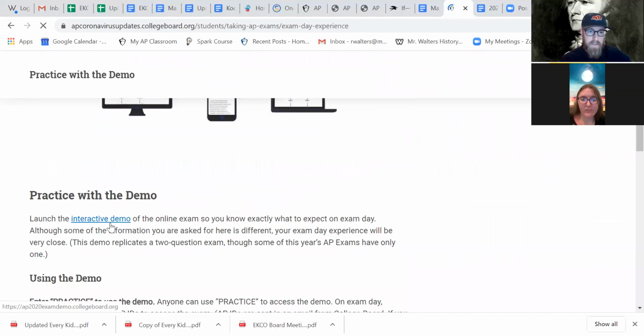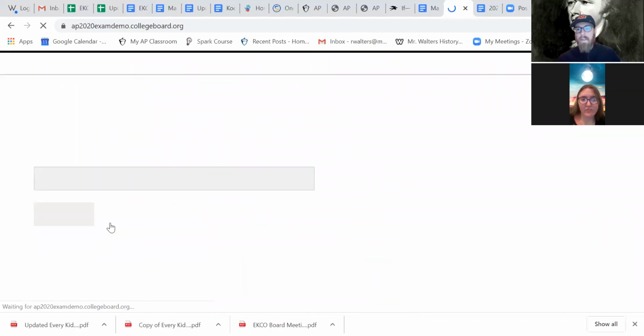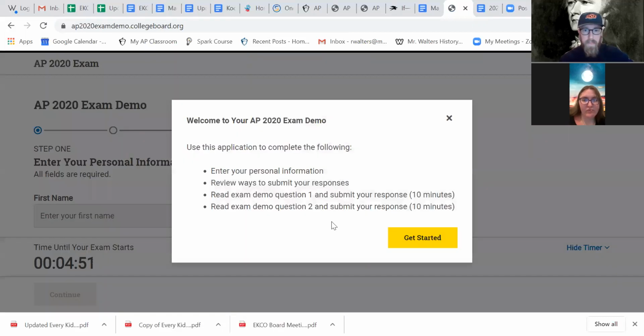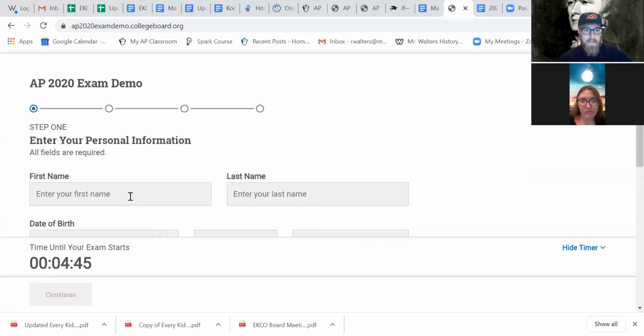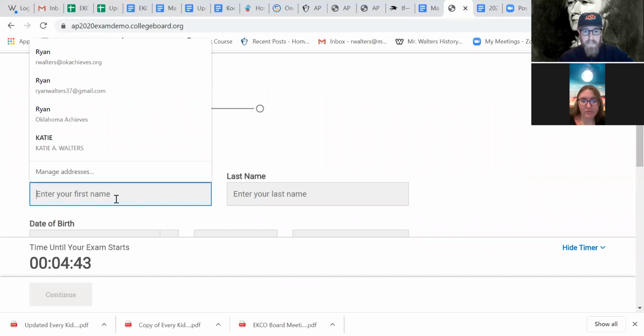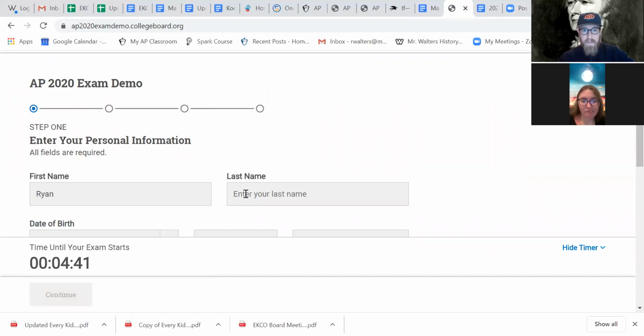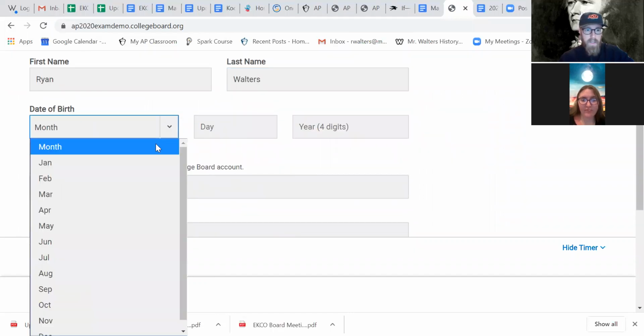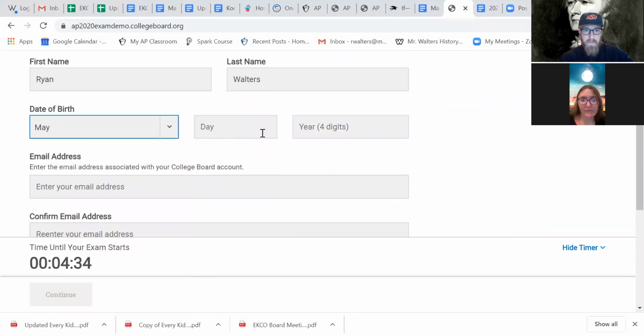Here's the interactive demo. So basically the day of the exam, they're going to give you this AP ID on your e-ticket, which the one right now, let's just practice. Boom, they tell you that you've got 10 minutes to complete this, or however much time till the test starts, and then you type in your first name, your last name, your date of birth. Now you guys are going to know how old I am.